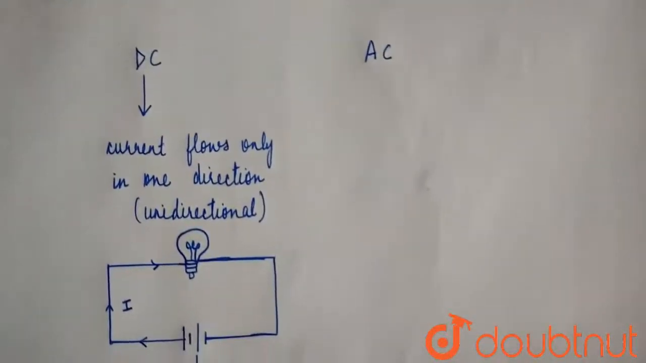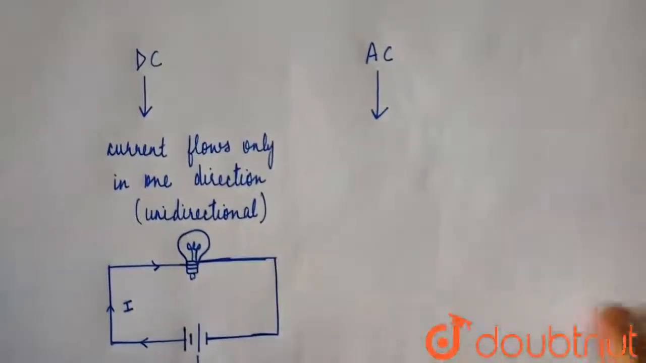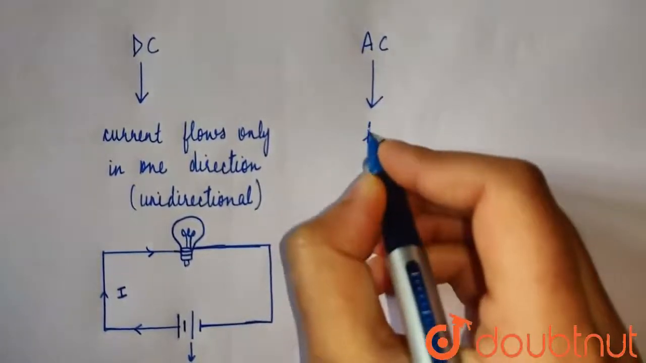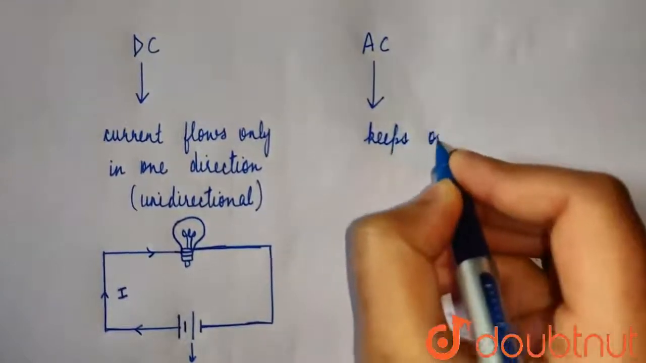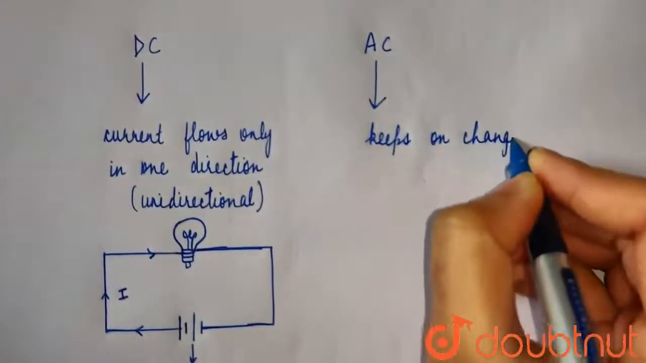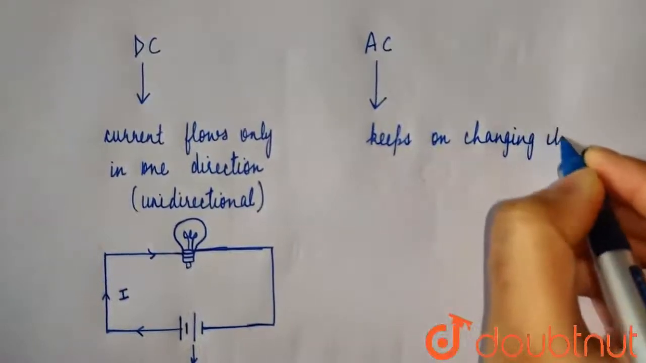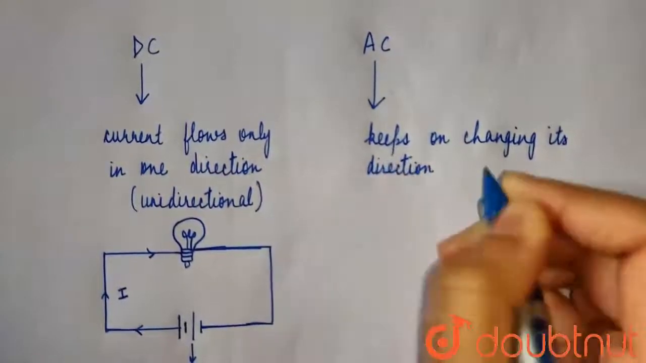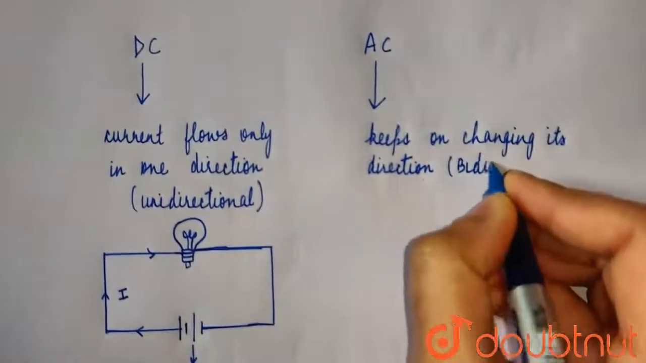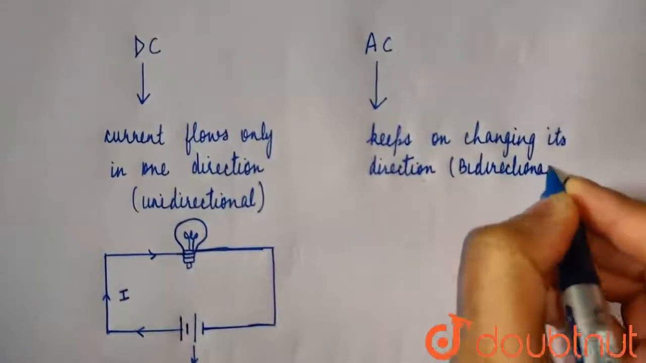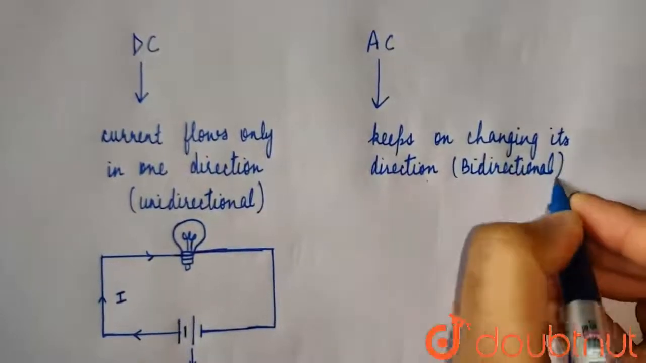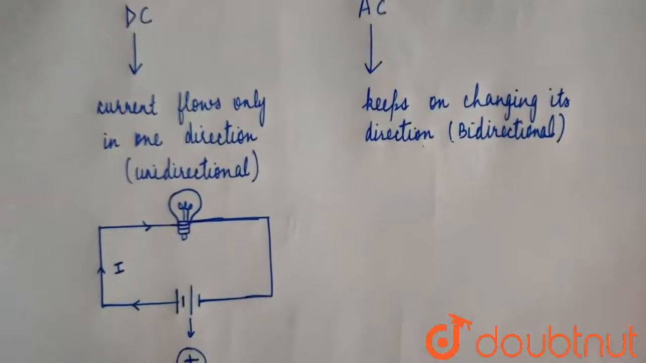Now AC. As the name suggests, alternating. That means something that is alternating, and alter means to change. So AC means it keeps on changing its direction, or we can say it is bidirectional. It moves back and forth, back and forth.